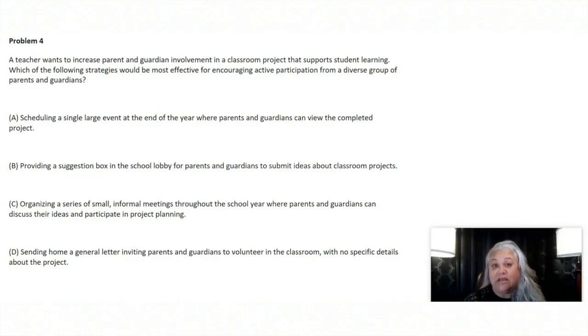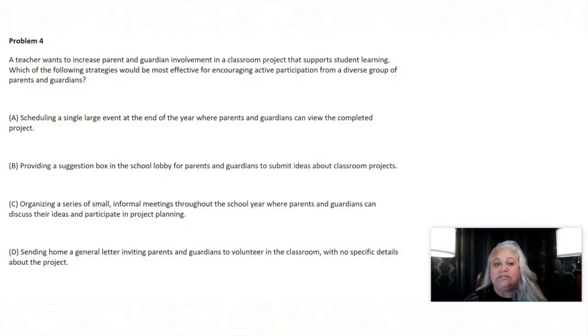A, scheduling a single large event at the end of the year where parents and guardians can view the completed project. B, providing a suggestion box in the school lobby for parents and guardians to submit ideas about classroom projects. C, organizing a series of small, informal meetings throughout the school year where parents and guardians can discuss their ideas and participate in project planning. Or D, sending home a general letter inviting parents and guardians to volunteer in the classroom with no specific details about the project. Let's talk about the answer choices.